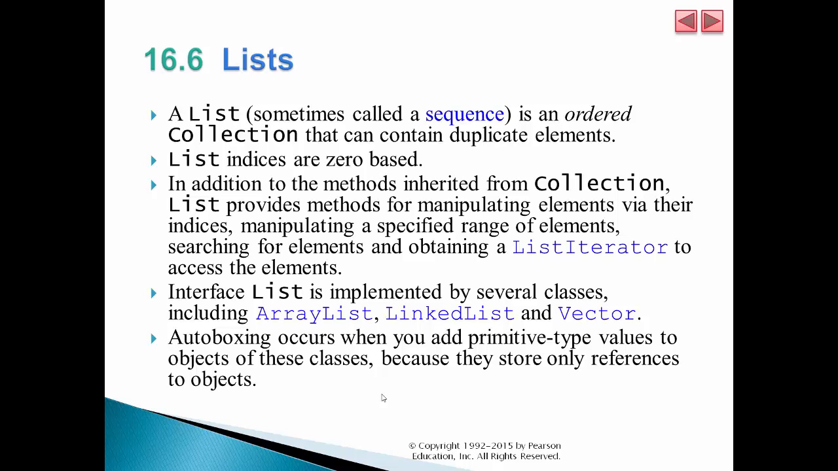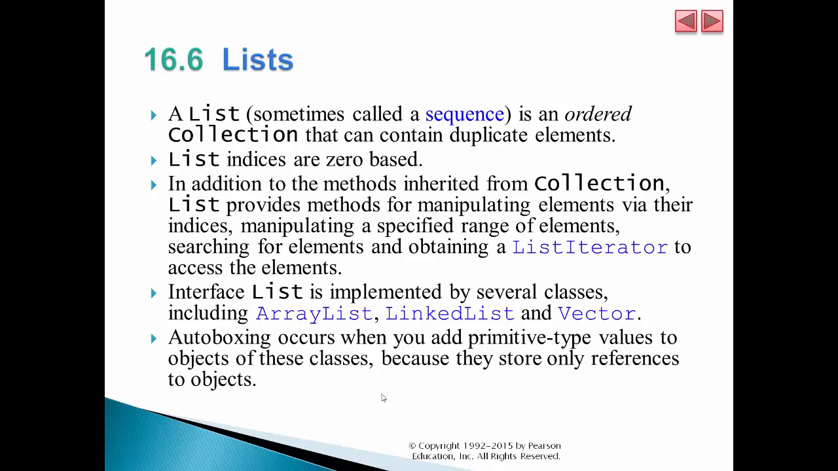So the list is normally indexed like arrays, indexed by 0 as usual, and you can add elements to the list, or you can remove elements from the list. You can manipulate the list, or you can get a specific object called a list iterator to iterate through the elements of the list.